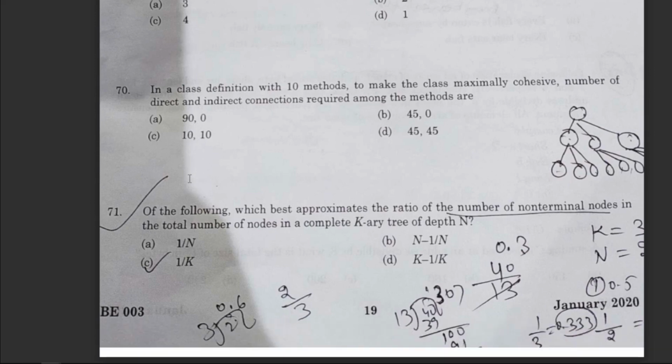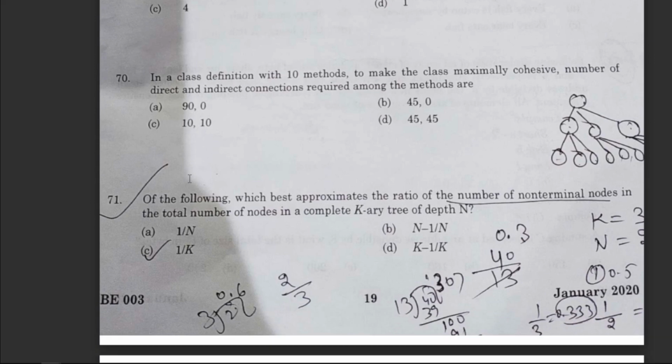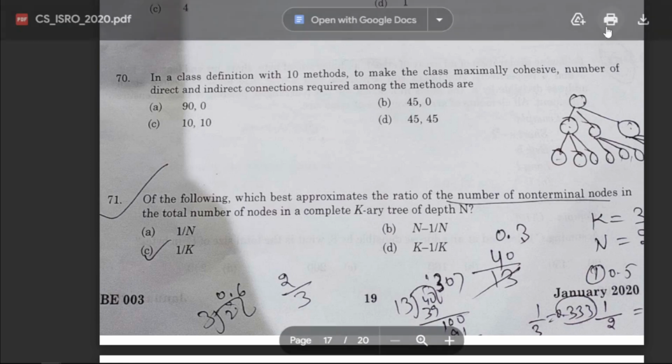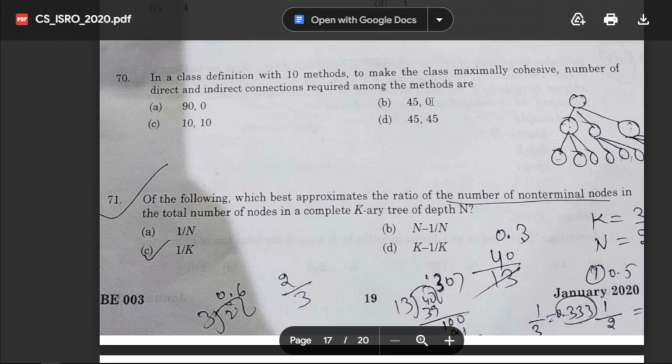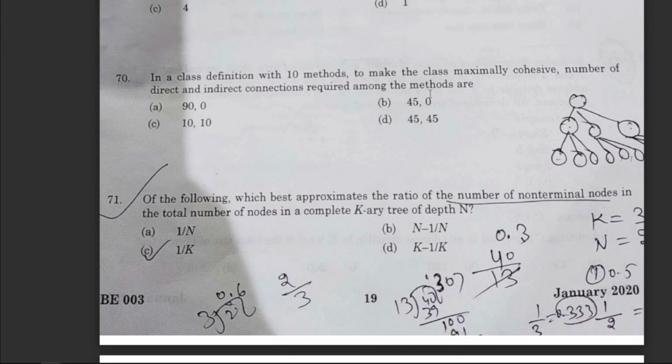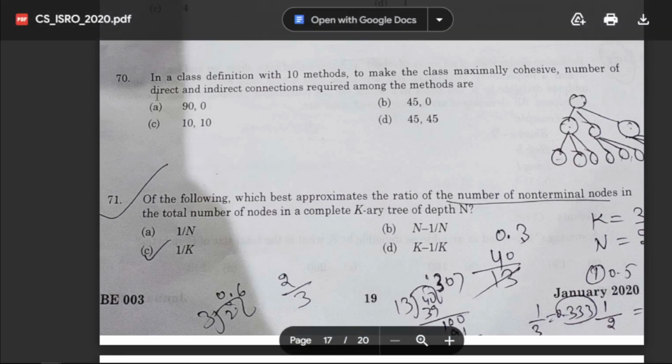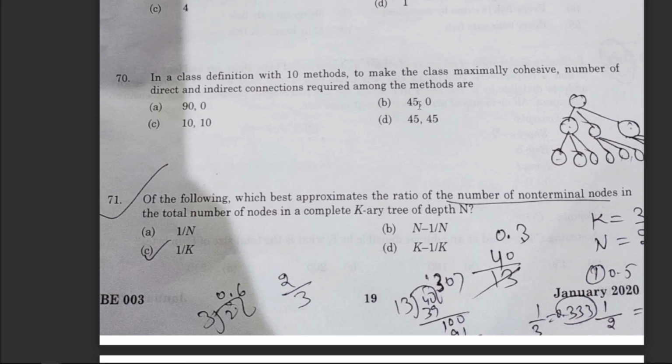Now, in a class definition with 10 methods, to make the class maximally cohesive, the number of direct and indirect connections required among the methods are what? So for 70 our answer will be B, that is 45 and 0. Again, in a class definition with 10 methods, to make the class maximally cohesive, the number of direct and indirect connections required among the methods are 45 and 0.